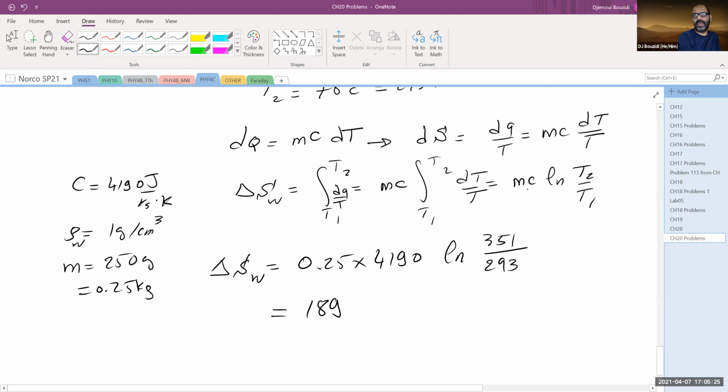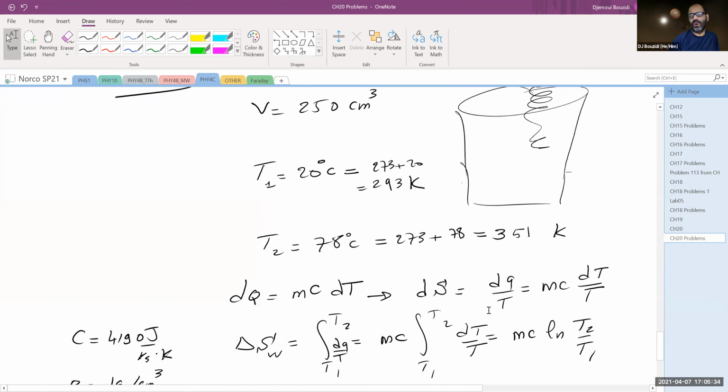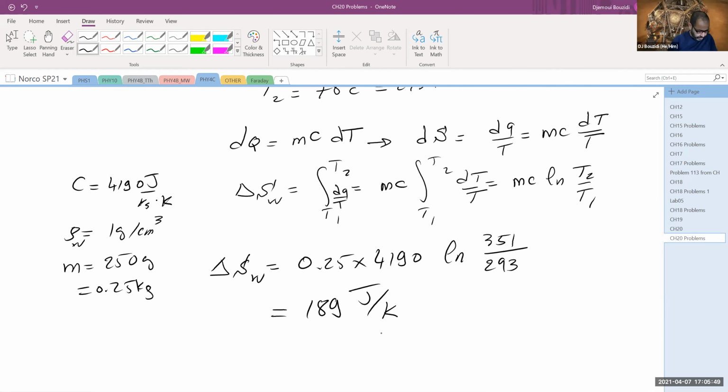Okay, the units for it are the same units as joule per Kelvin, because remember, the definition is dq over T, and dq is actually in joules, and this one is Kelvin. So the units for the entropy is joule per Kelvin. Okay, so that's how much the entropy of the water went up.